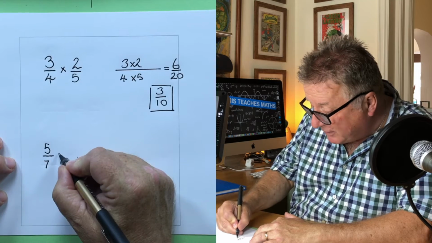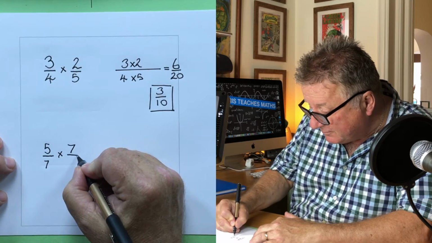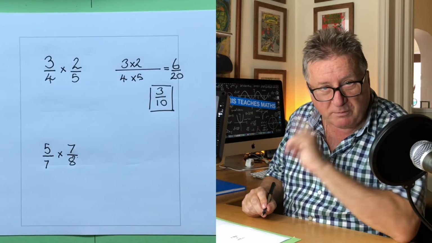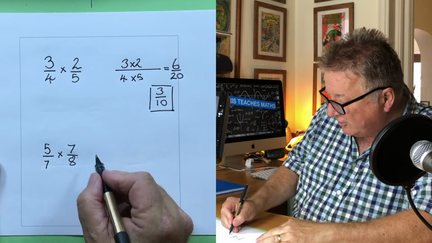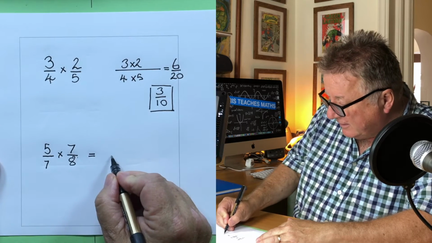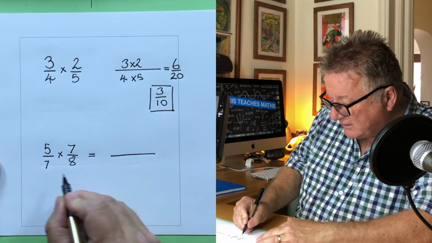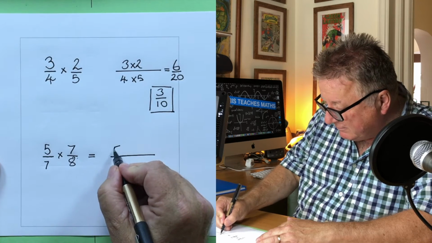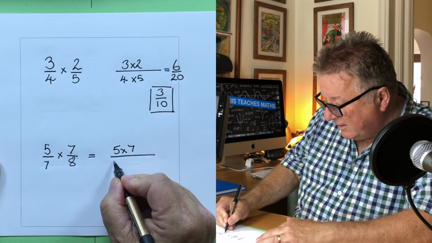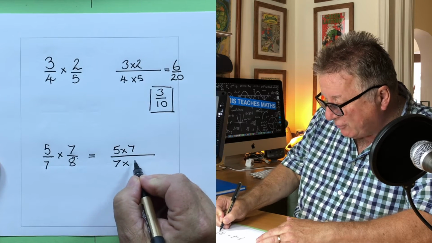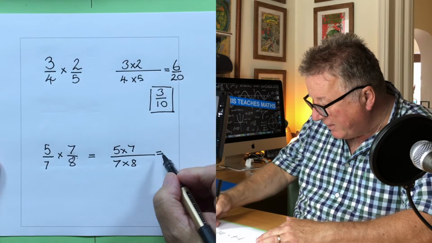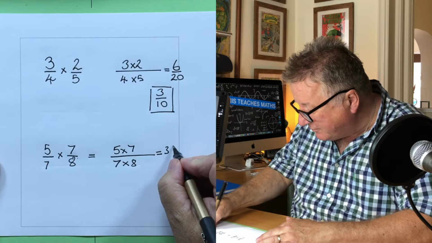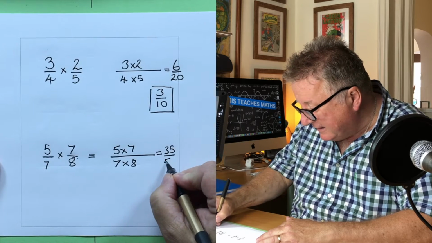5/7 multiplied by 7/8. Remember, yours to pause if you want to just stop and do this yourself. I'll do this for you now. So slap over our divisor line. So I've got 5 times 7. And multiplying across the bottom, 7 times 8 gives me 35 over 56. Now, if I ask you to simplify that, you're going to have to do a bit of work.